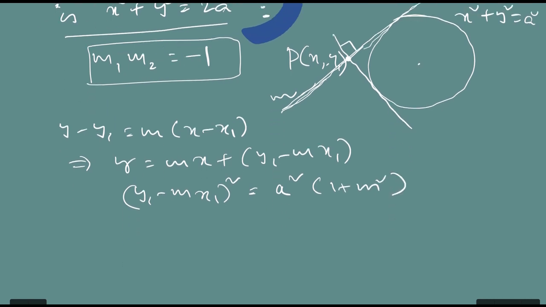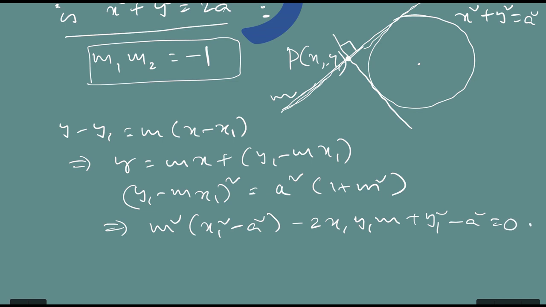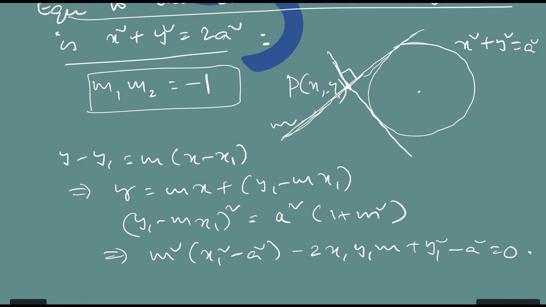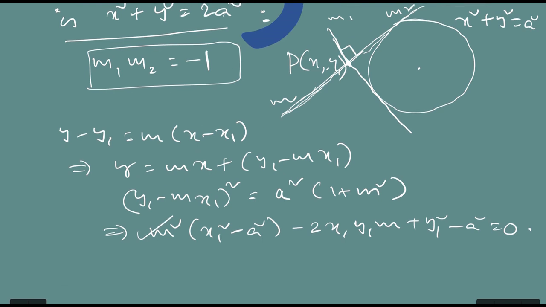Now we write it as a quadratic in m. Expanding the square and bringing everything to one side, I'll get m square into (x1 square minus a square) minus 2 x1 y1 m plus y1 square minus a square is equal to 0. Now there are two tangents here. If I call one slope m1 and the other slope m2, then its roots are nothing but m1 and m2, and from this I have m1 m2 is equal to (y1 square minus a square) by (x1 square minus a square). But he gave the condition m1 m2 is equal to -1.